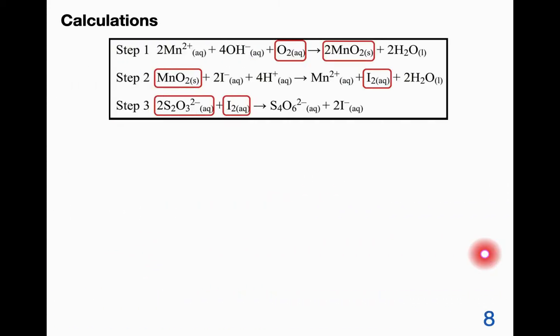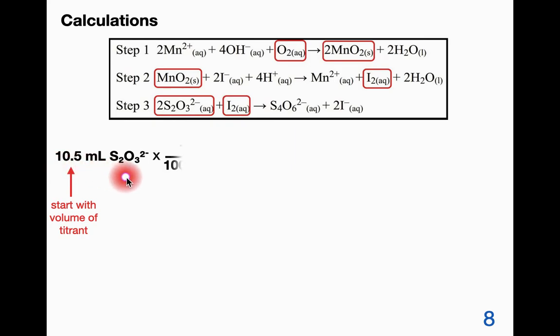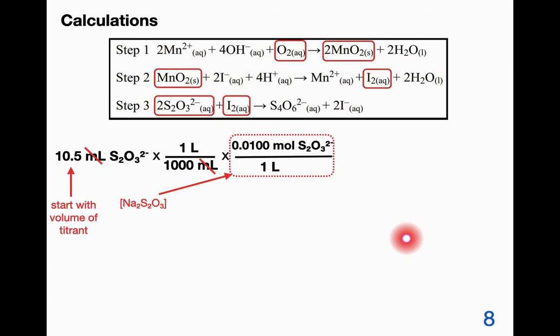Okay, let's get into a calculation. So these are the 3 equations that we'll be using, and we'll always start with the volume of the titrant that we used. And so we used 10.5 milliliters. First thing we want to do is convert that to liters, because we're going to now multiply it by the concentration. Remember, the concentration was 0.01 molar, and that's moles per liter. If we were to stop here, we would know the number of moles of the thiosulfate that we used at this point.